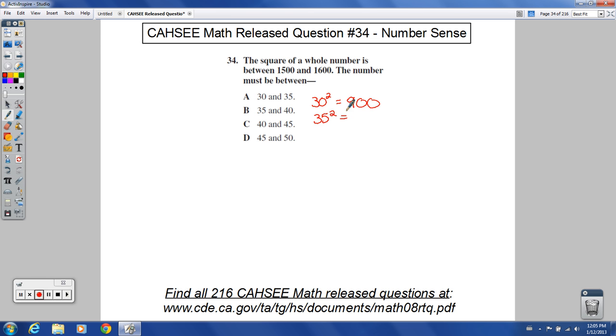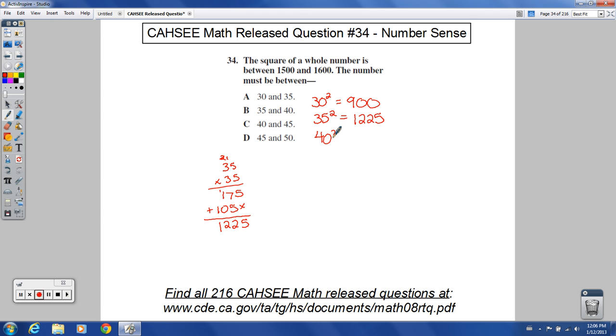35 squared, that one's not so clear off the top of my head, so I'm going to work that out off to the side here. 35 times 35. Seeing that we can't use calculators on the Cahsee, we have to get good at doing stuff like this. 5 times 5 is 25. 3 times 5, 15 plus 2 is 17. And then for your next row, we'll put a 0 there. 5 times 3, 15. 3 times 3 is 9, plus 1 is 10. And so this would become, you got 12, carry the 1, you got a 2. 1225 is what 35 squared is.